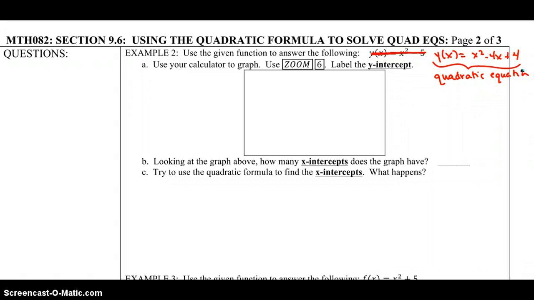And we're asked to graph, and so we know that, again, a quadratic equation, we should get a parabola-shaped graph. We're asked to use Zoom 6, so that's going to set our standard window to run from -10 to 10 in both directions.